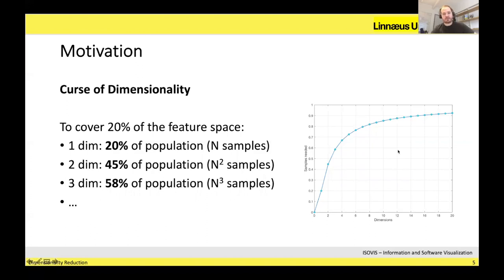For example, if you only had 20 features, which is not much, you've worked with much more than that during the course, you would need more than 90% of all the possible data instances in the world just to cover 20% of the theoretical possibilities of the feature space, right? Because it's a combinatorial explosion. Every time you add a new feature, it becomes larger and larger, exponentially, not linearly.